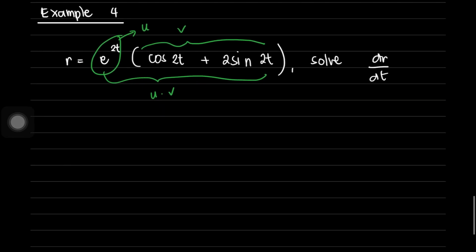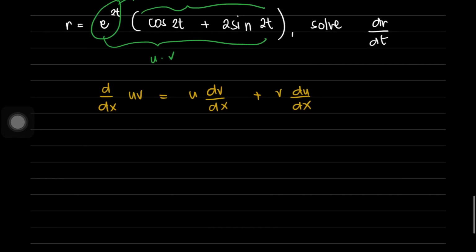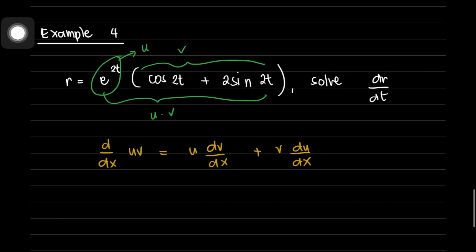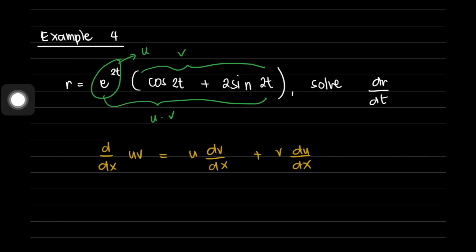The derivative with respect to x of u times v is equal to u dv over dx plus v du over dx. And since we have here cosine of 2t and sine of 2t, we also need the derivatives of trigonometric functions. And of course, we'll be using the derivatives of exponential functions.